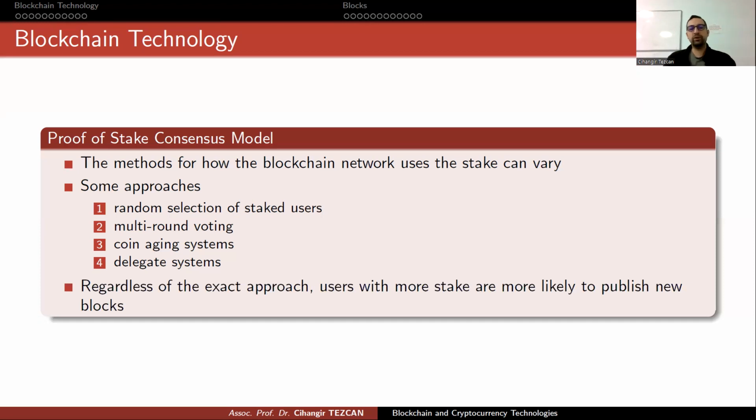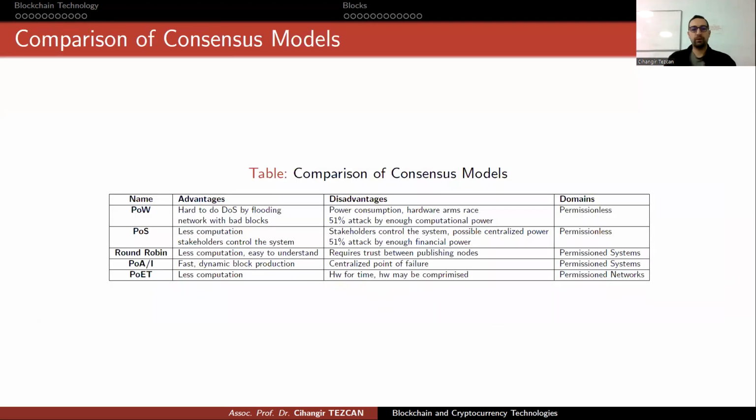Regardless of the exact approach, users with more stake are more likely to publish new blocks. So the rich become richer. This is one of the arguments people have. But this also applies to mining, because if you are rich, you can buy more hardware and earn more, and so on.